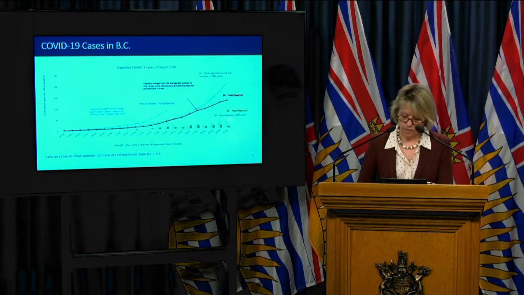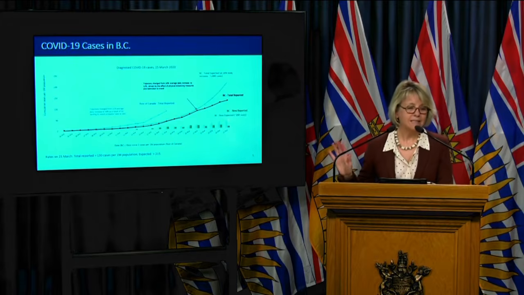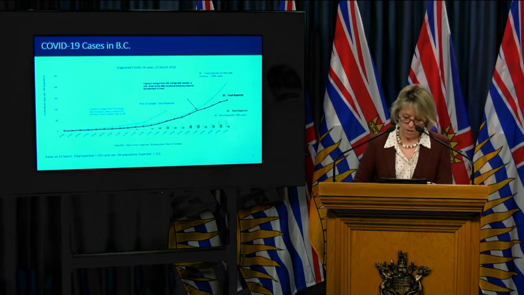Finally, I will say, if we look at this, and these are, again, approximations or models, right now, with our reported cases, we're about 130 cases per million population.